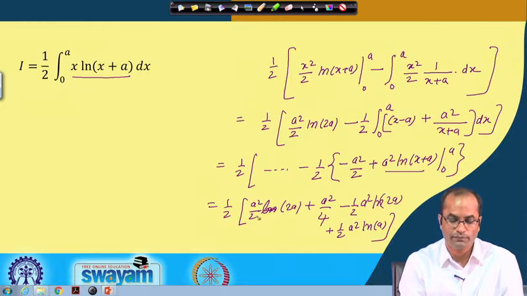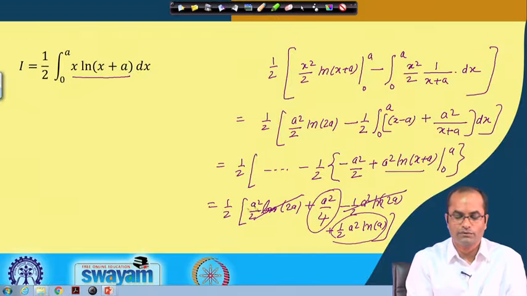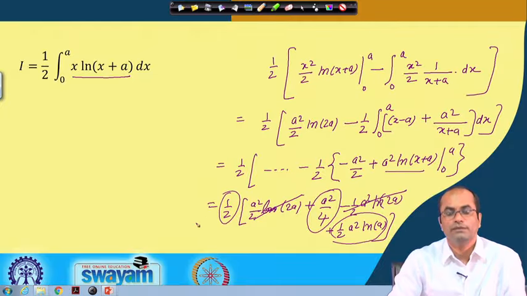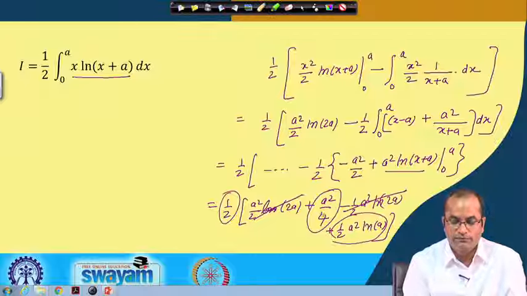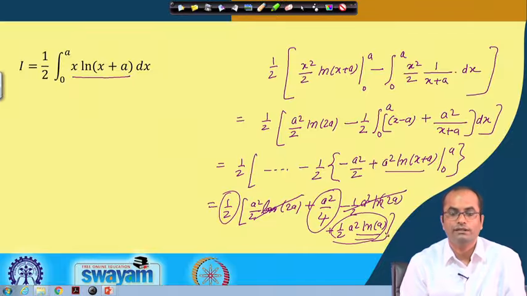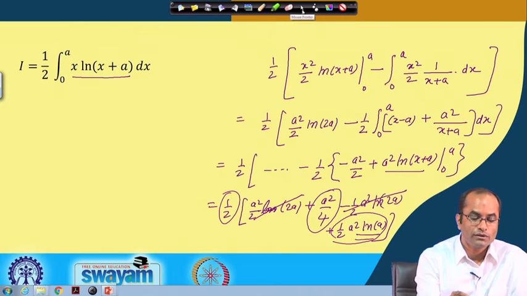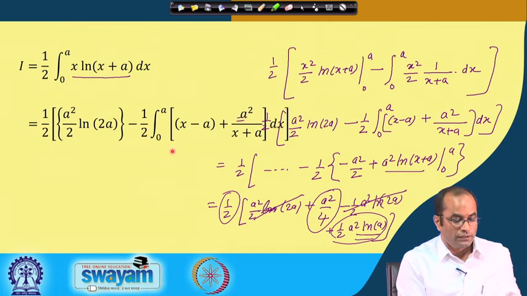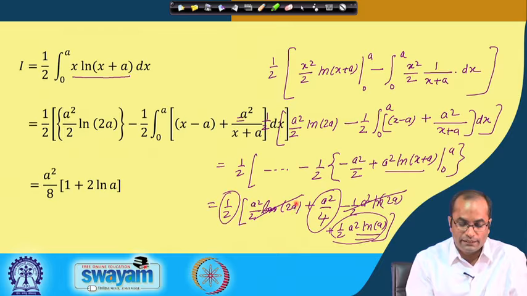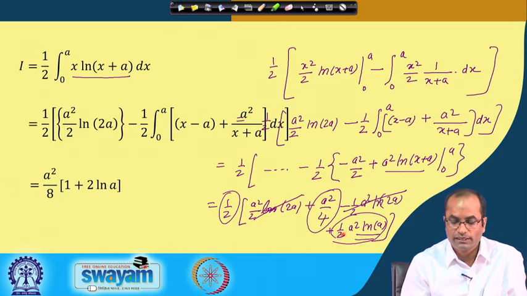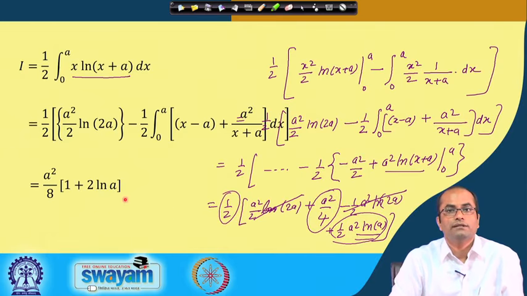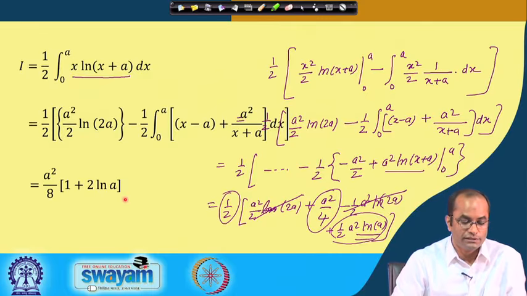So, this a squared by 2 ln 2a will get cancelled and we will have this term a squared by 4 and a squared by 2 here. So, a squared by 4 we can take common. So, this will become a squared by 8 and we will have 1 plus 2 times ln a, that will be the answer. So, this will be a squared by 8 times 1 plus 2 times ln a, that is the value of this integral.